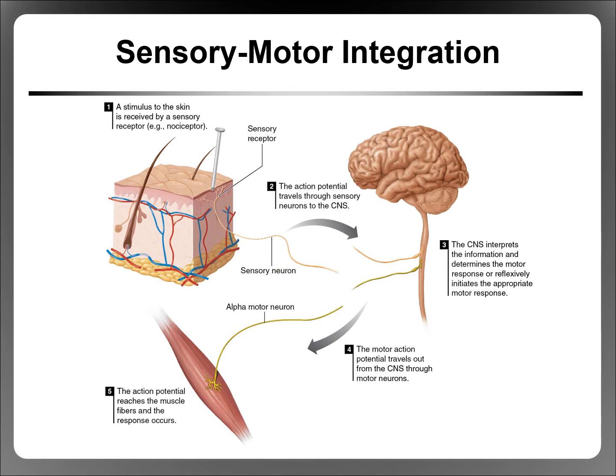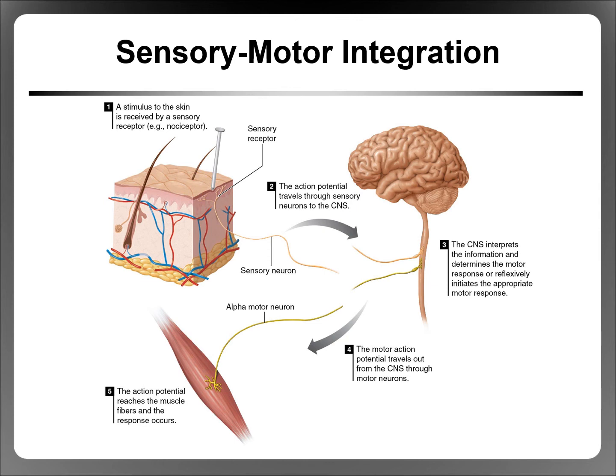The next component is sensory motor integration. This is going to be the communication and interaction between the sensory and the motor nervous systems. An example here is a stimulus is received to the skin by a sensory receptor, in this particular case a nociceptor or a pain receptor.